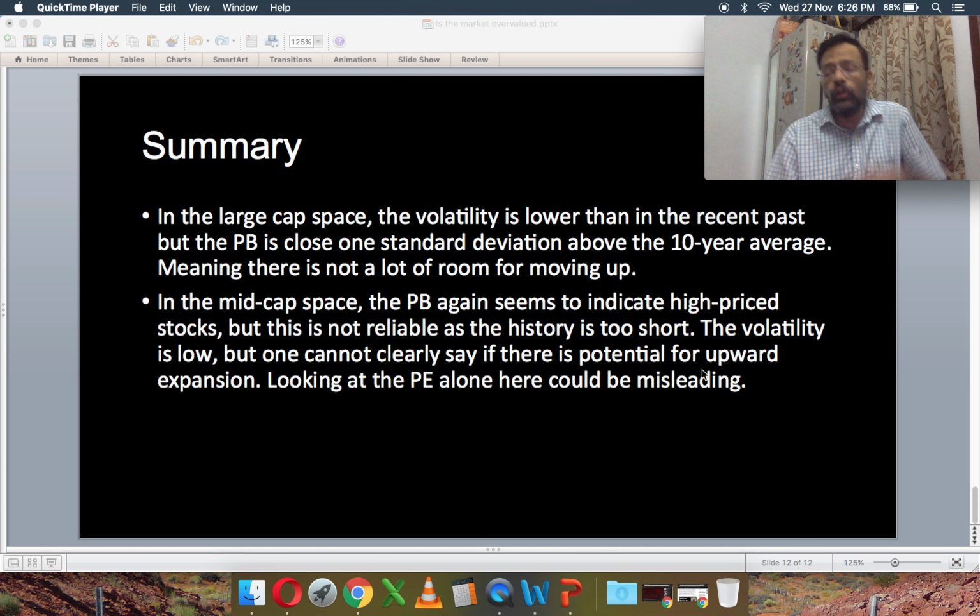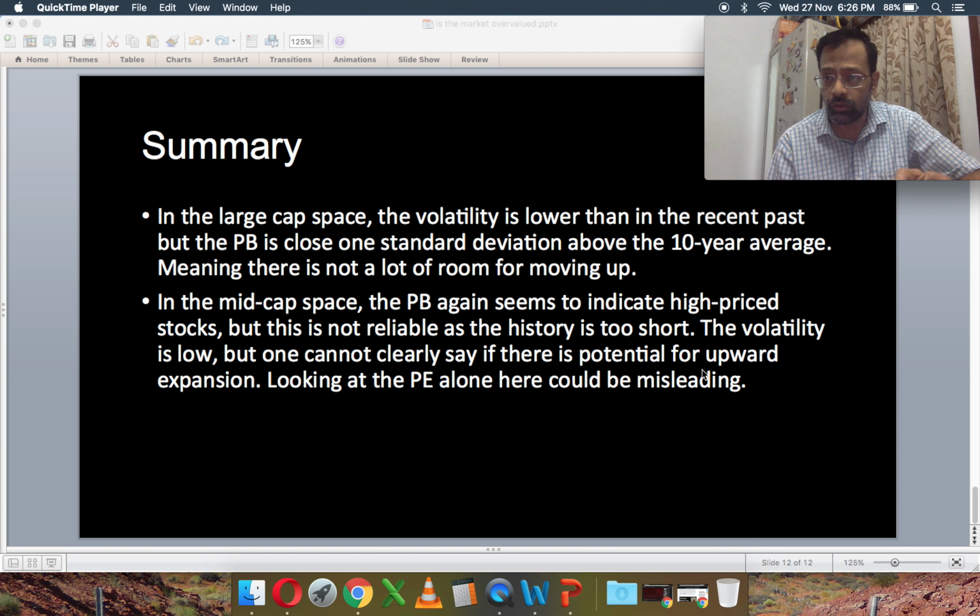In summary, if you look at the large cap space, the volatility is lower than in the recent past, but the PB is close to one standard deviation above the 10-year average, meaning it could go up. The market and the large cap stocks could go up, but not much. In the mid cap space, again, the PB seems to indicate high priced mid cap stocks. But then the history is too short. You don't know. The volatility, though, is low.